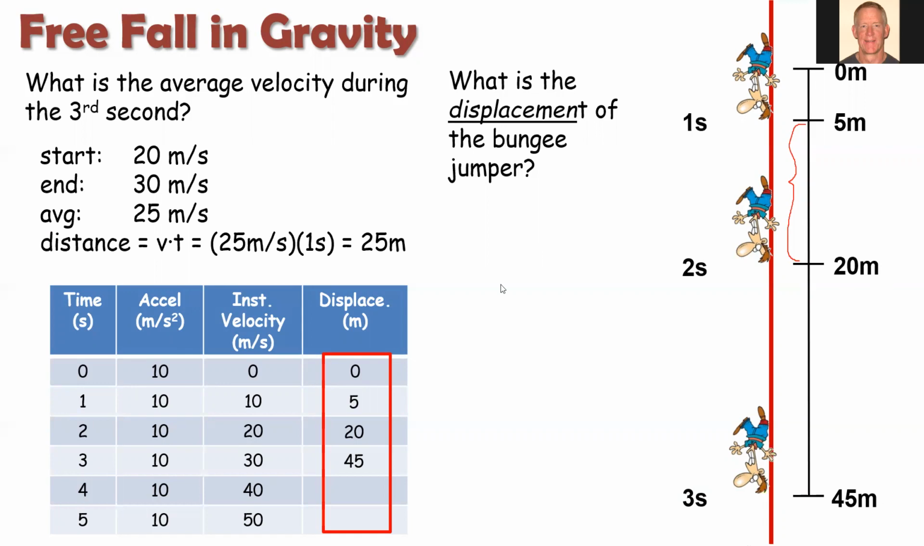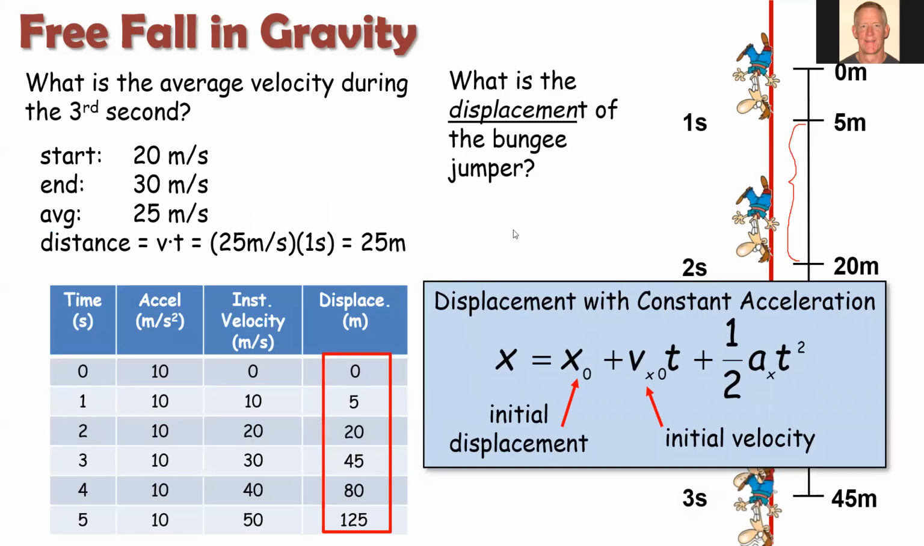Can we recognize a pattern here? Is there an equation we could use to come up with this? Now, this one's not quite as obvious as the equation we had for velocity. But here's the other values we would get for 4 and 5 seconds. But here is the equation that we can use to get displacement with constant acceleration.